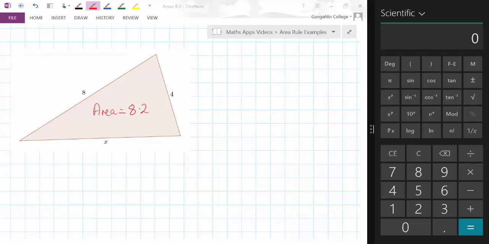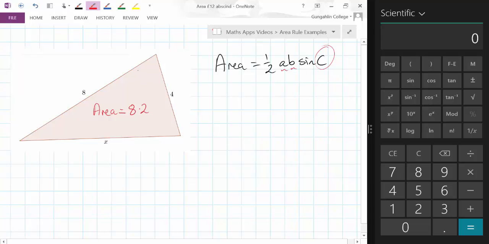So with this particular problem, we're going to use the area rule formula in reverse to get one of the angles, and once I've got one of the angles, I can get the side. So let's do that now. The area is 8.2, so looking at the area formula, I've got these two sides, that's going to be 4 and 8, and so the angle in between is what I'm going to find here.